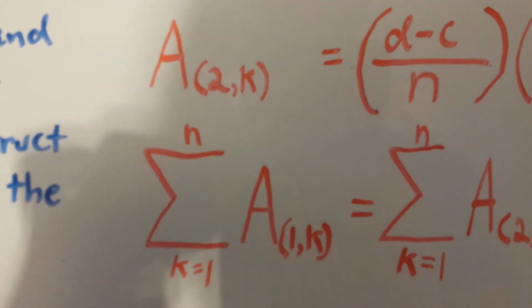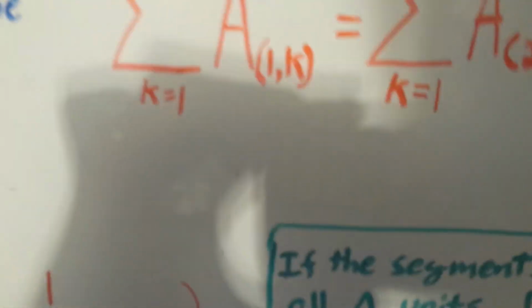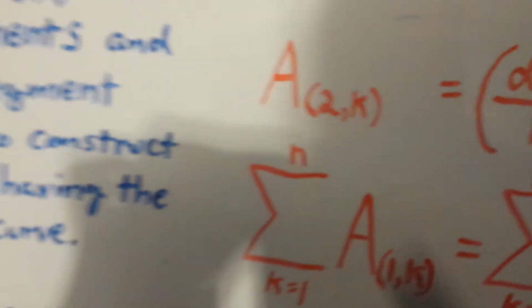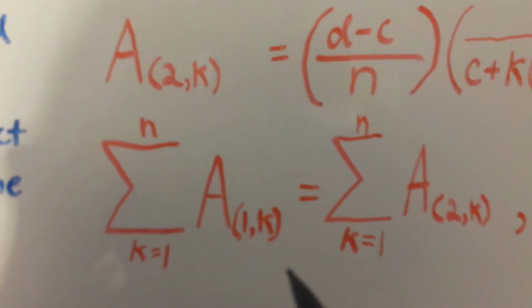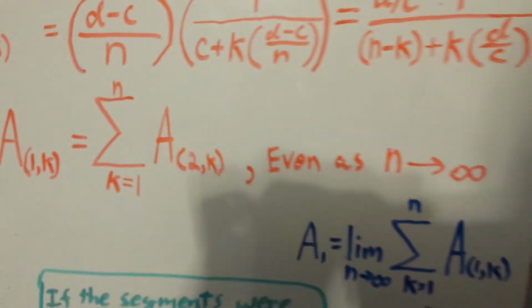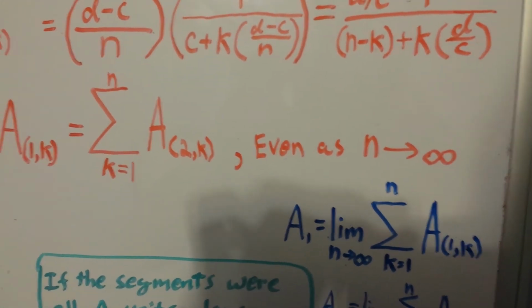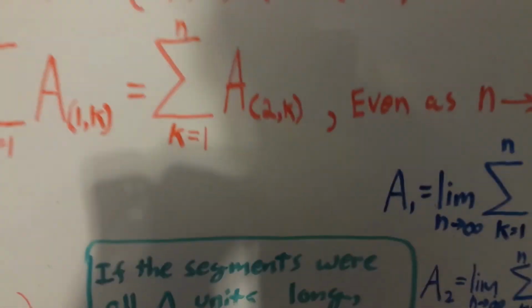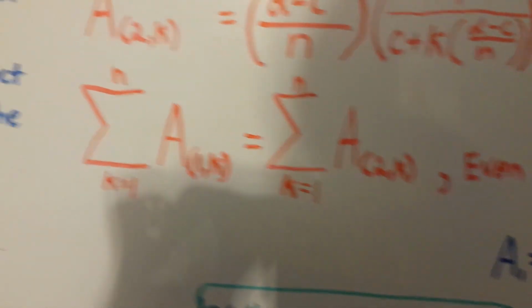a sub 1k and a sub 2k are equal, right? Then the summation of them must also be equal, no matter what n is. So if n is arbitrary, then we can take the limit as n goes to infinity, and they will have the same areas. And that is the proof.